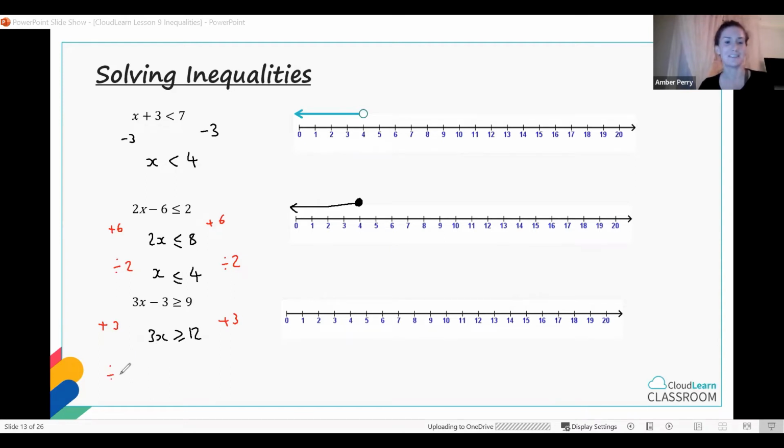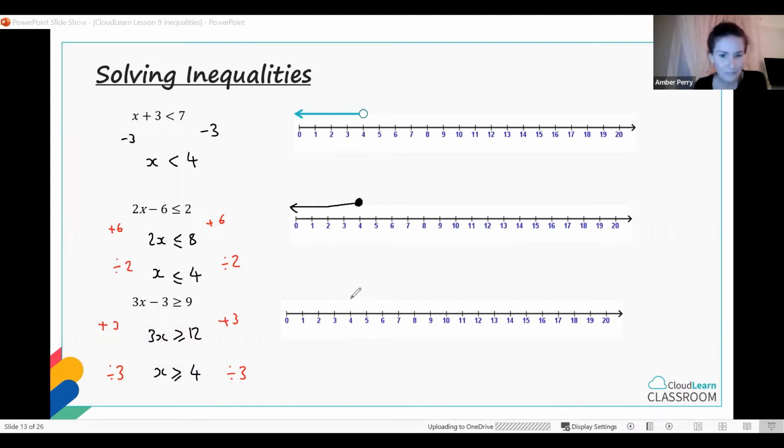So our next step is to divide by 3 because we've now got 3 times x. So we remove that 3 by dividing by 3. Divide by 3 on both sides again. x then is greater than or equal to 4. All of these answers are 4. I don't know why that happened. It just seems that that's how this has worked out. I must have just been thinking about the number 4 when I did this.